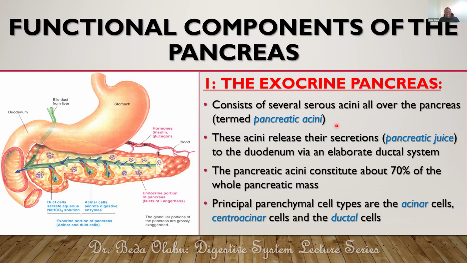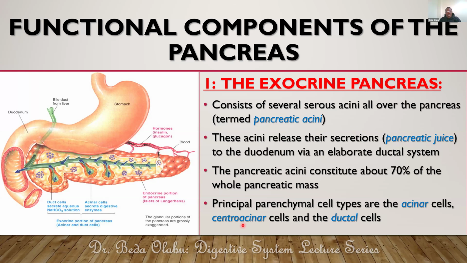The principal cells I've already mentioned are the acinar cells. So the acinar cells will be here, surrounding the acini. Those are the secretory cells. They largely produce the digestive enzymes.